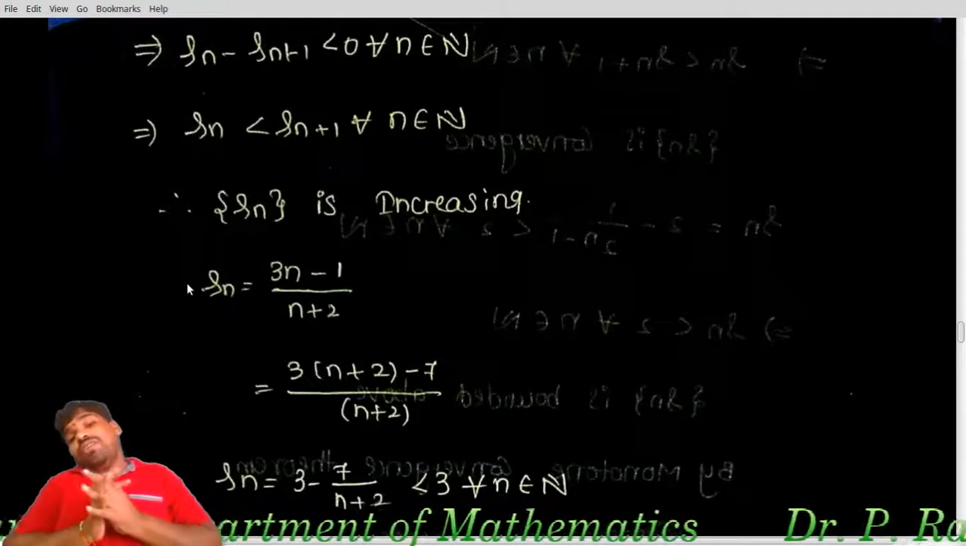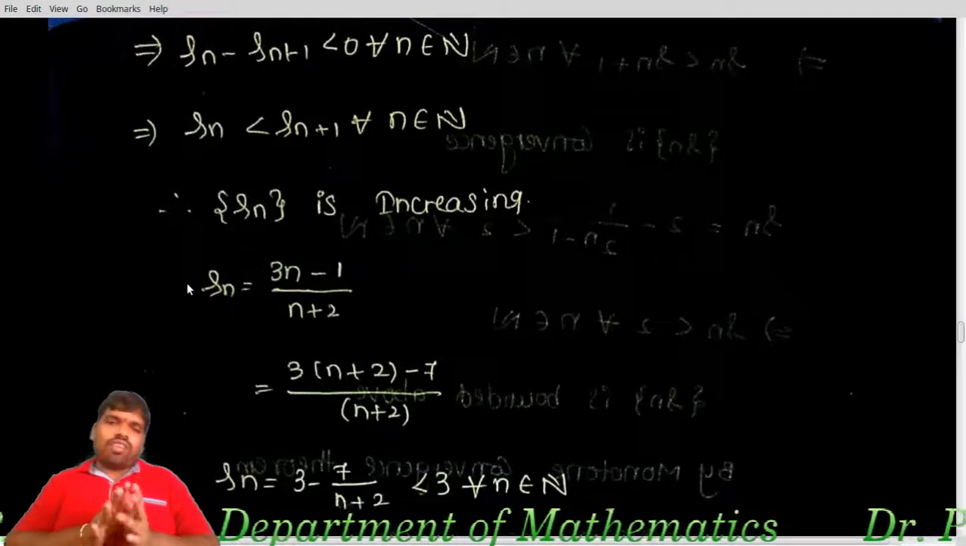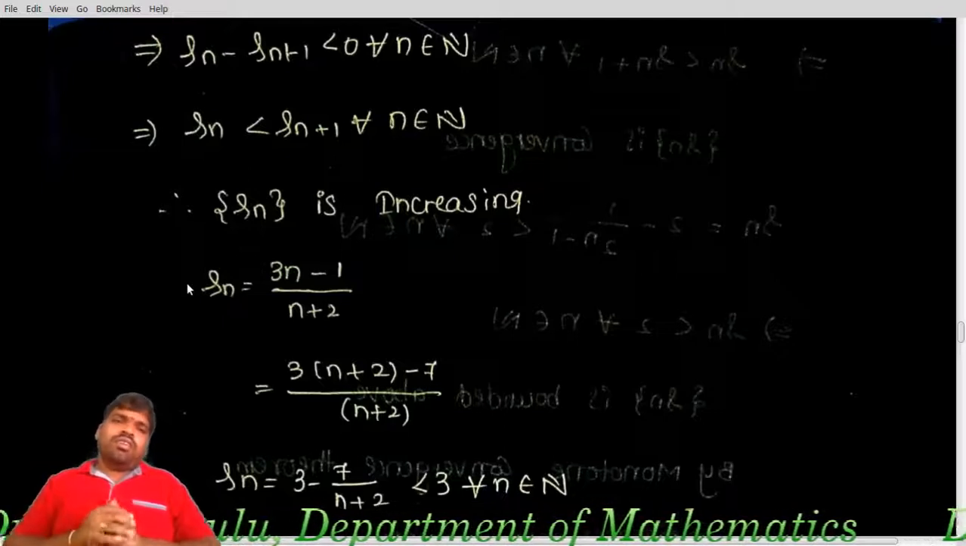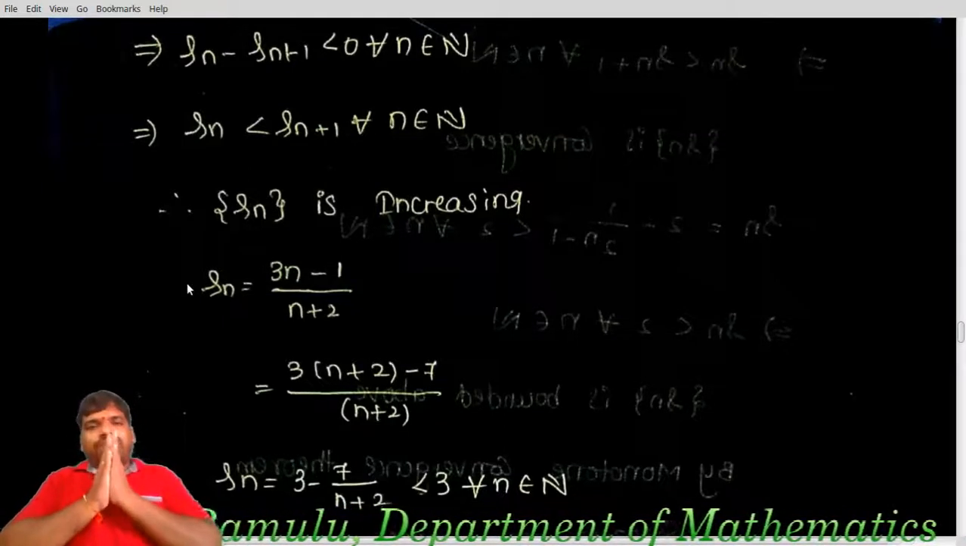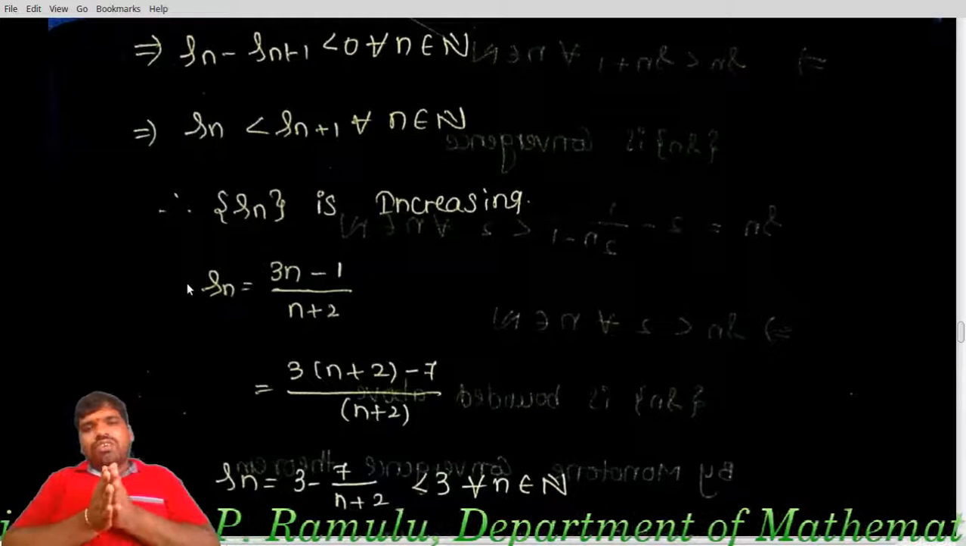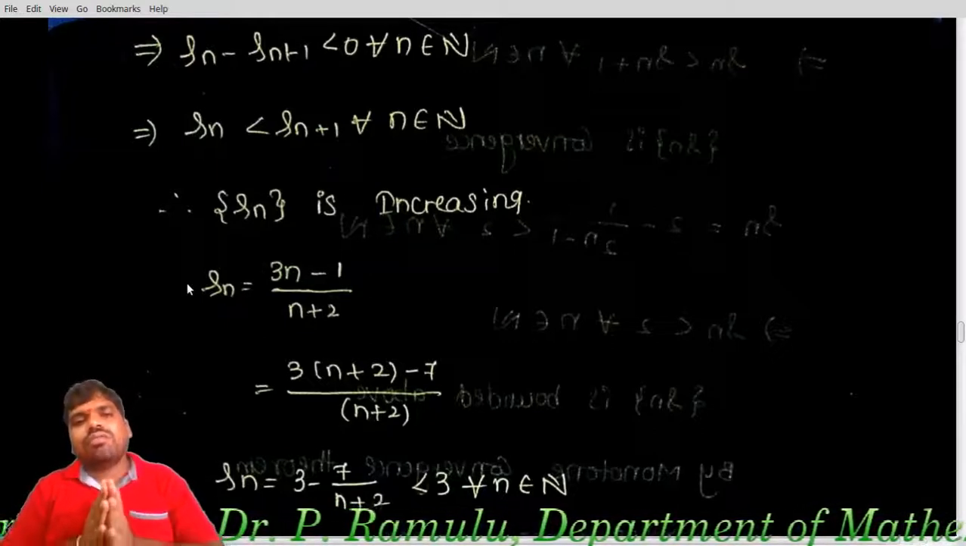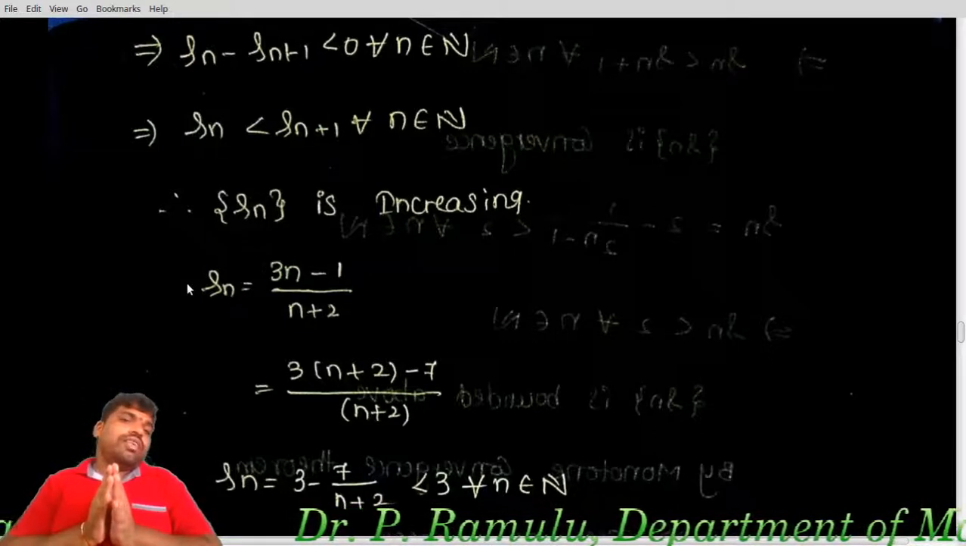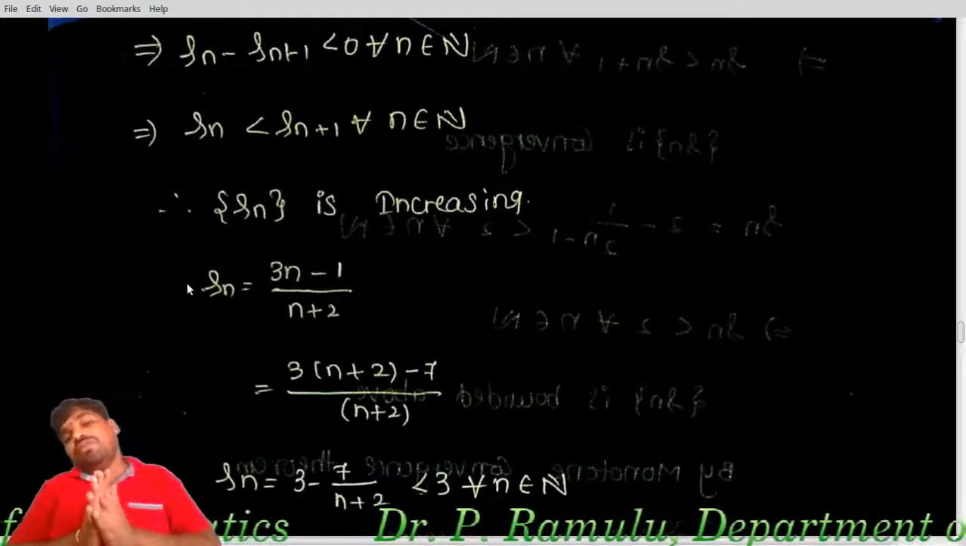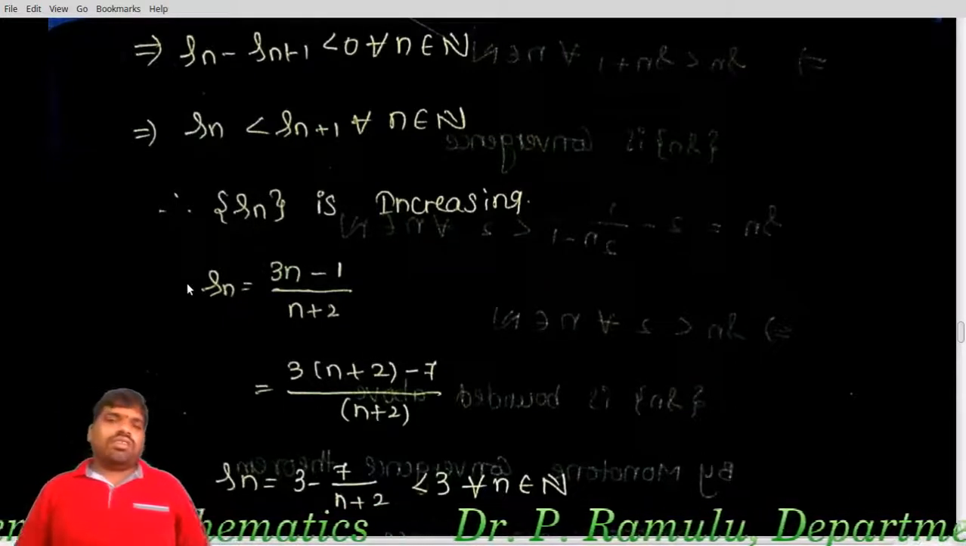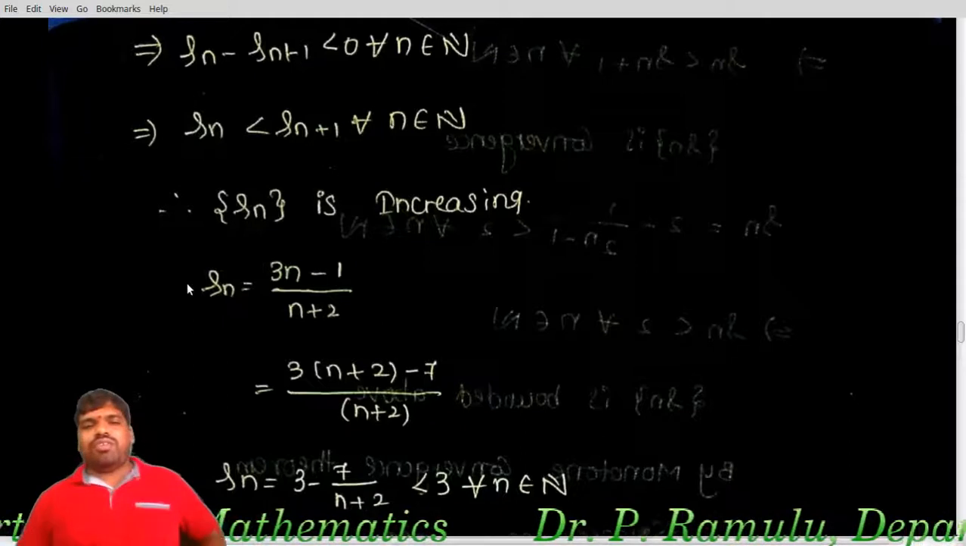To show that a sequence is convergent, if it is bounded above and monotone, then it is convergent. That means it is a monotone sequence, and I want to show this is bounded. We want to show that it is convergent, being a bounded above sequence, with the supremum. Sn equal to (3n minus 1) by (n plus 2).